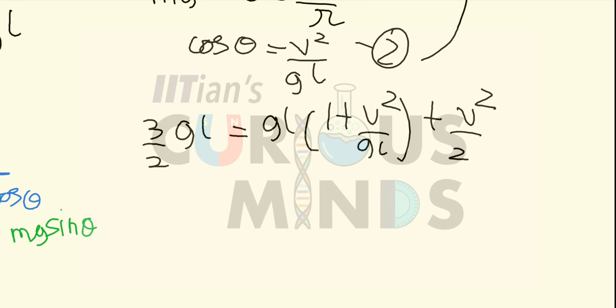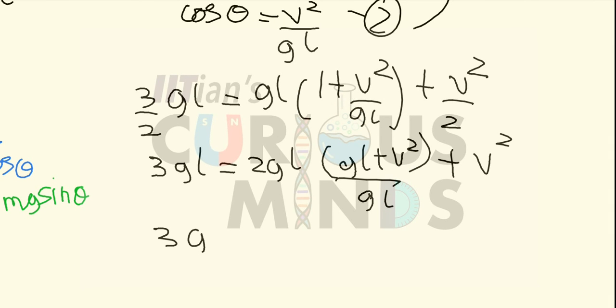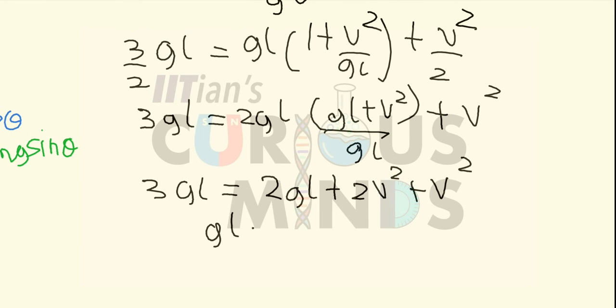Now I will cross multiply and see the answers. 3GL will be equal to 2GL 1 plus, or I will cross multiply this part also. So it will be equal to GL plus v square divided by GL plus v square. When I simplify, 3GL will be equal to, GL will get cancelled out, 2GL plus 2v square plus v square. So I can say that GL will be equal to 3v square, or the velocity at the topmost point v square will be equal to GL divided by 3.